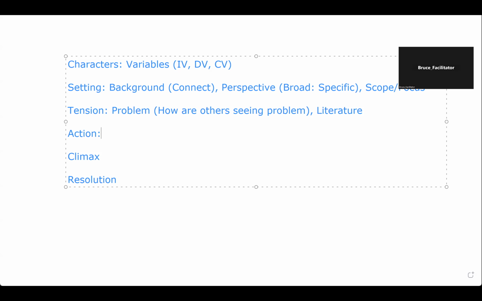And then there's some action. The action here being that you tell us the methodology, how you are going to try and solve that problem. And then the climax being the results. And anything after that becomes the resolution. So how you discuss the results and the implications of the study. Right. So this is the idea, and this is how you want to write your story.